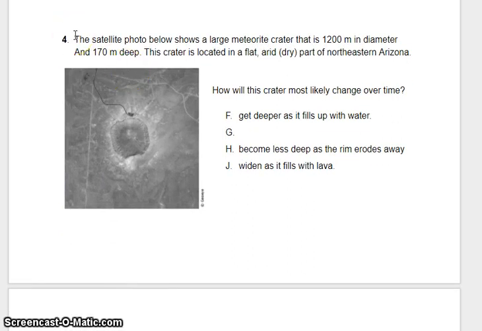Number 4. The satellite photo below shows a large meteorite crater that is 1,200 meters in diameter and 170 meters deep. The crater is located in a flat, arid, dry part of northeastern Arizona. How will this crater most likely change over time? What will happen to it as the dry air hits it? F. It will get deeper as it fills up with water. H. Becomes less deep as the rim erodes away. Or J. It will widen as it fills with lava. What will happen to this crater?